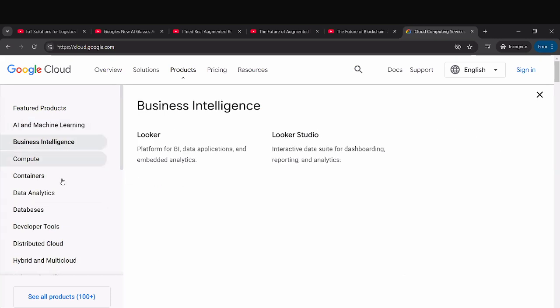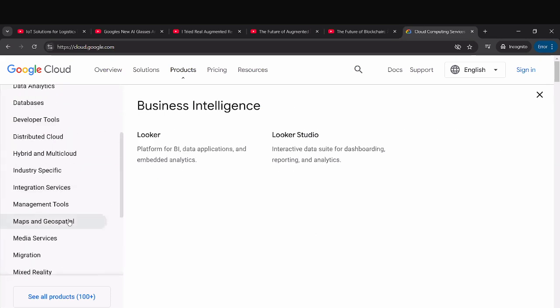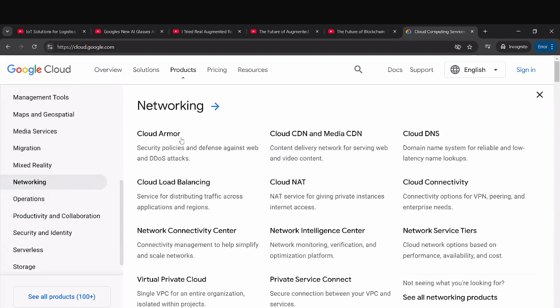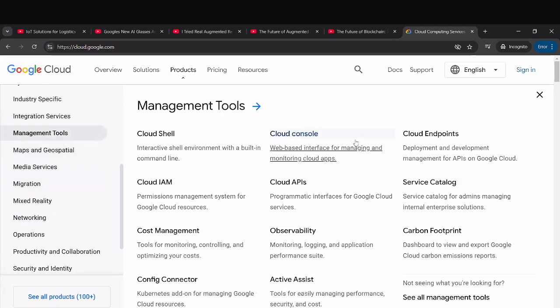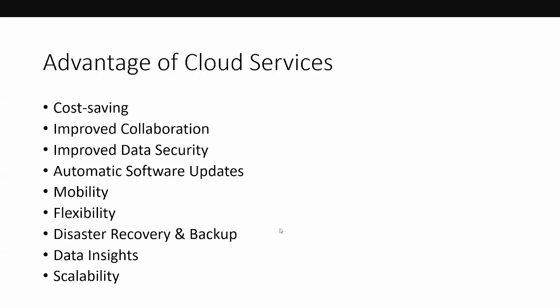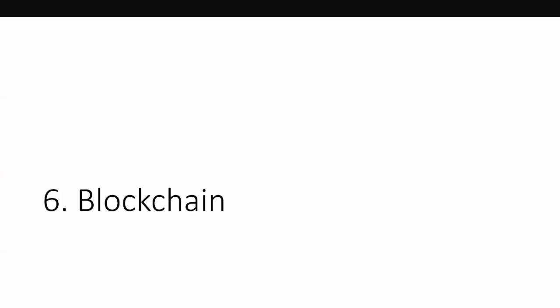AI and machine learning, business computing, right? And networking related tools, right? Management tools and everything is included. It's a very big, comprehensive, massive system that provides these things under the Google Cloud. So if you search on Amazon AWS and Microsoft Azure, you will get similar details, right? And these are the advantages of cloud. We discussed this earlier, right? So that is the fifth technology.